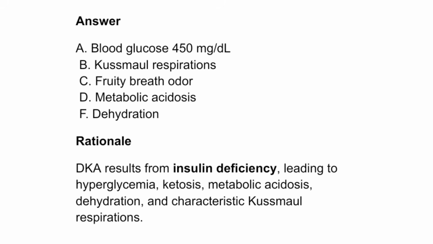B. Kussmaul respirations. C. Fruity breath odor. D. Metabolic acidosis. F. Dehydration. Rationale. DKA results from insulin deficiency leading to hyperglycemia, ketosis, metabolic acidosis, dehydration, and characteristic Kussmaul respirations.